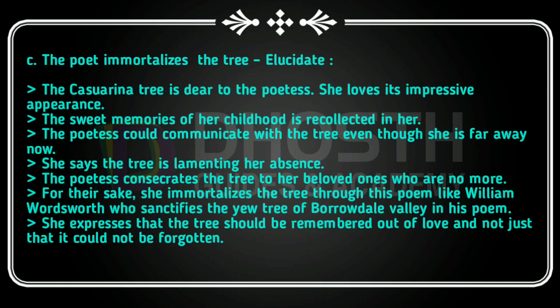The poet immortalizes the tree, elucidate. The casuarina tree is dear to the poetess, and she loves its impressive appearance. The sweet memories of her childhood are collected in her. The poetess could communicate with the tree even though she is far away now. She says the tree is lamenting her absence. The poetess consecrates the tree to her beloved ones who are no more.